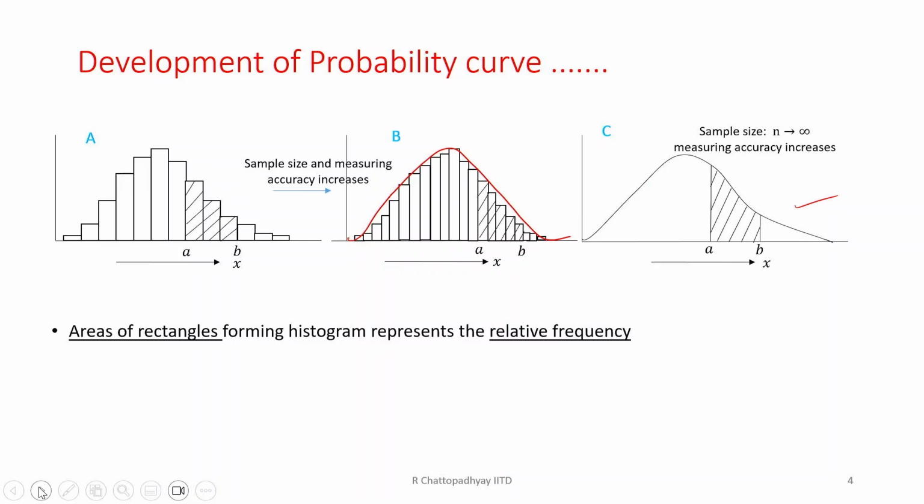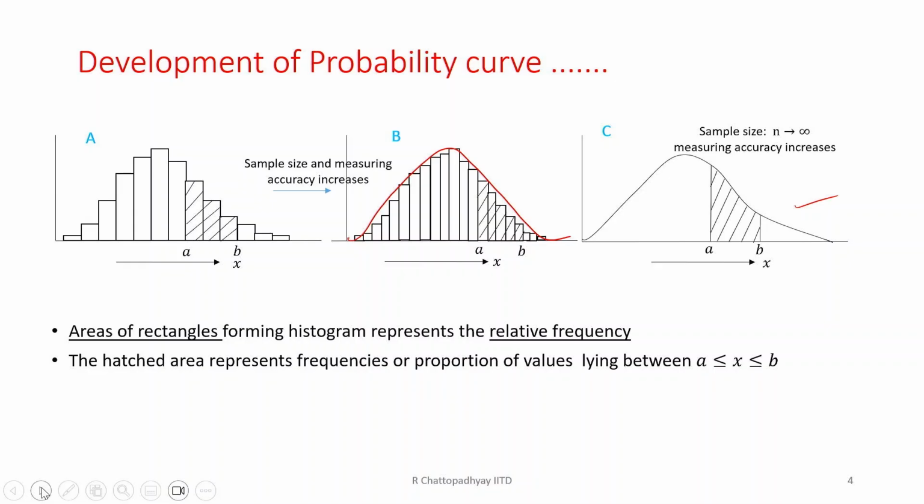In this, the areas of the rectangles forming the histogram represent the relative frequency. This is something very important to remember. It is the area that actually represents the relative frequency. Like in this case, the hashed area represents frequencies or proportion of values lying between A to B. Here, for this histogram, A to B is this. For a smooth curve, A to B is shown here.